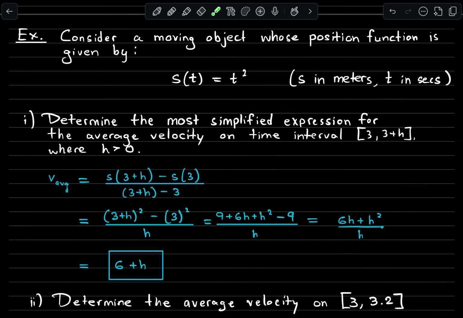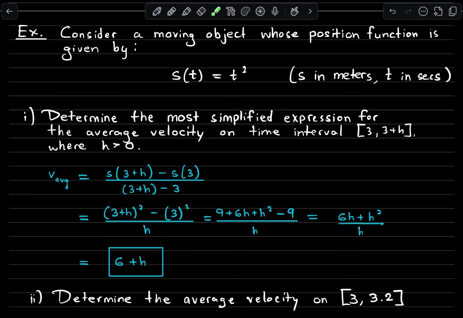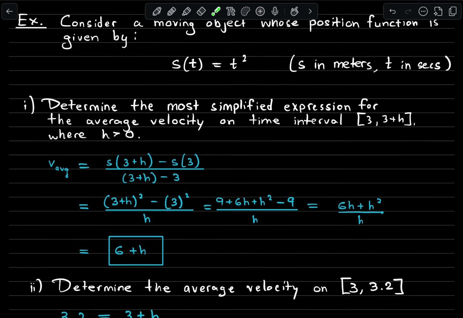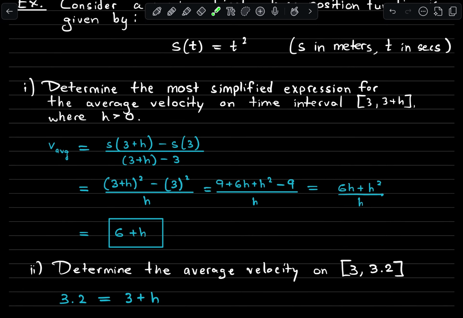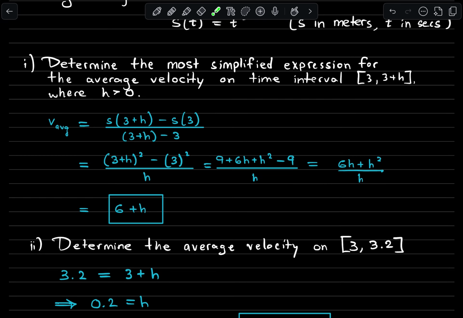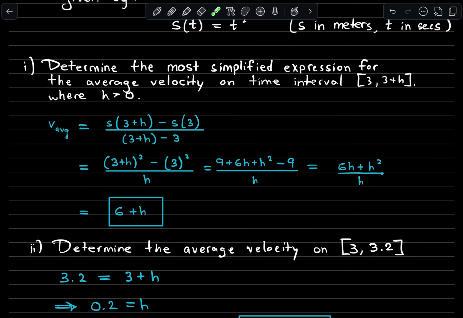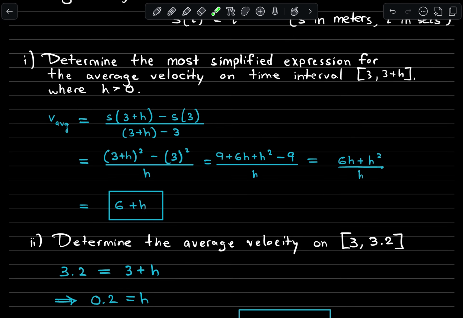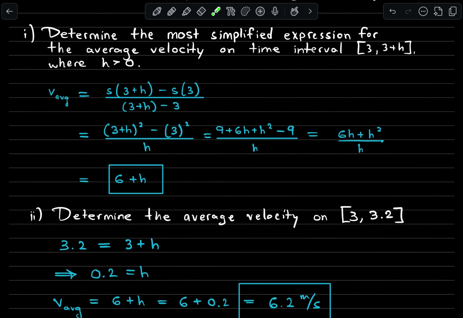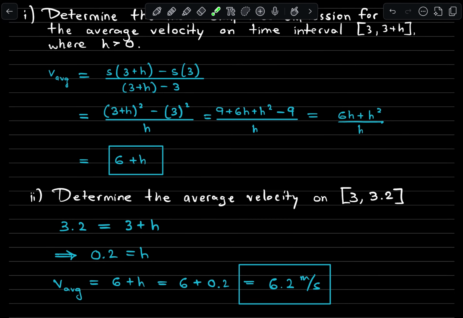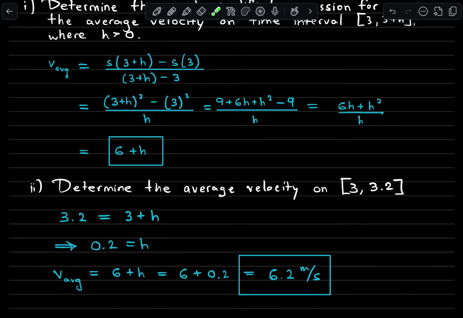Now part 2 says determine the average velocity on the interval 3 to 3.2. So 3.2 is obviously our 3 plus h, which means our h value is just 0.2. And then we can plug that into our simplified average velocity formula. 6 plus 0.2 is going to be 6.2 meters per second.